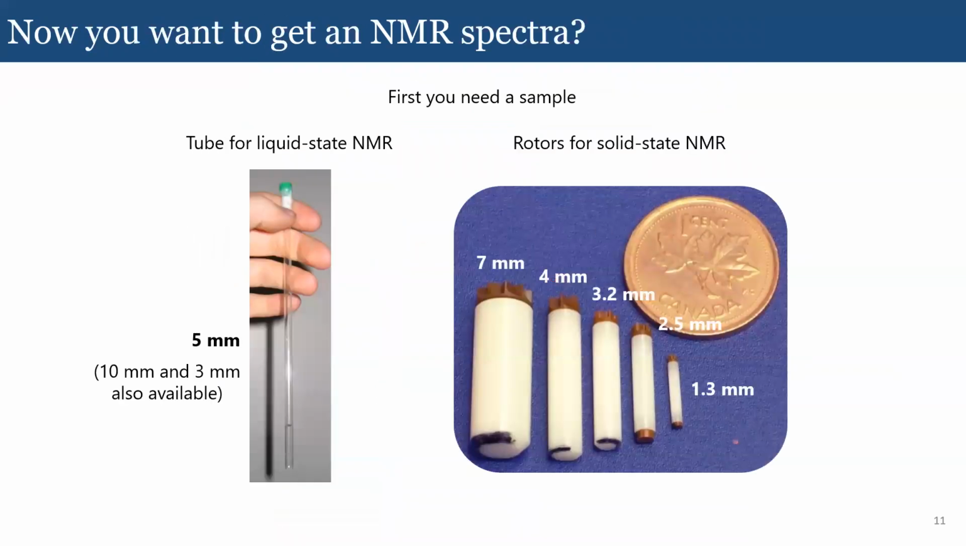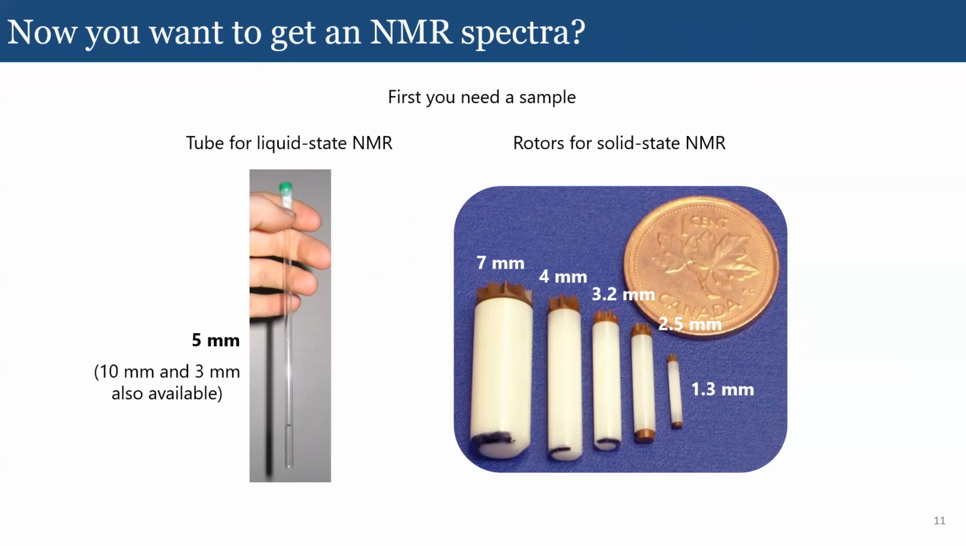So now I just want to take a quick break from the theory, just to make sure you are still awake, and talk about some practical aspects of NMR. Imagine that you want to get an NMR spectrum. Of course, the first thing you need is going to be a sample, right? The sample can be either liquid or solid, depending on the type of sample and the type of system or even experiment that you want to run.